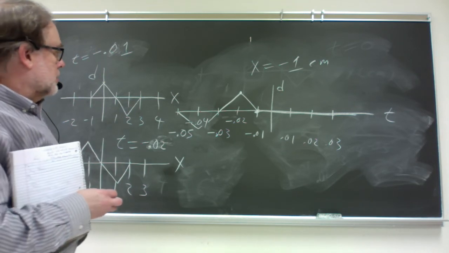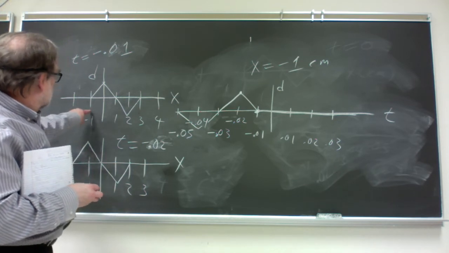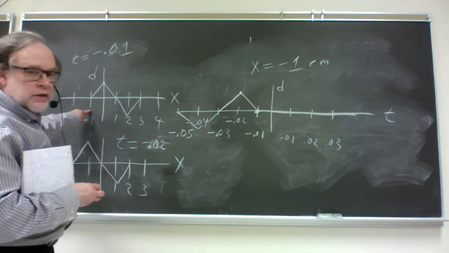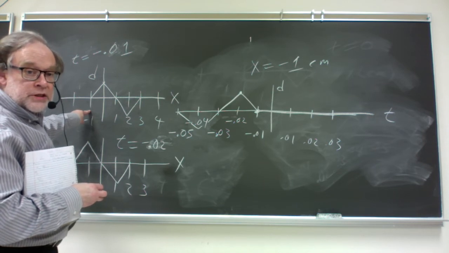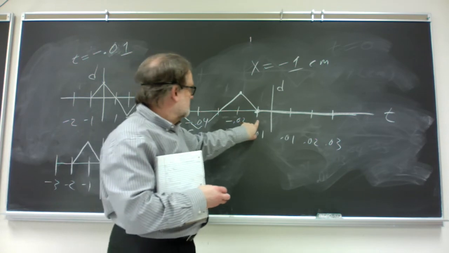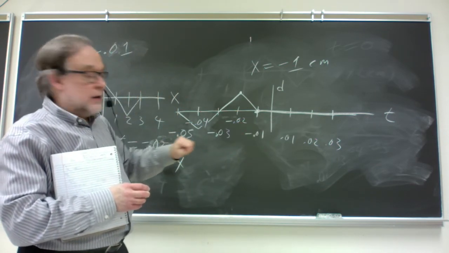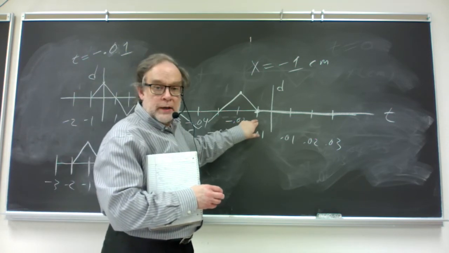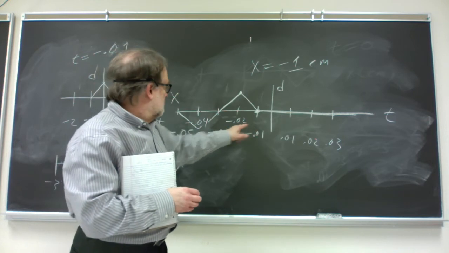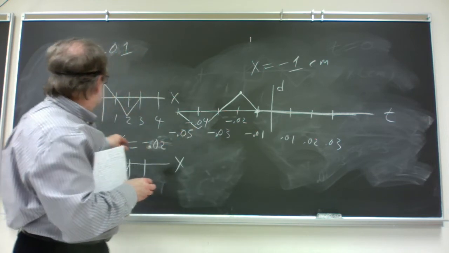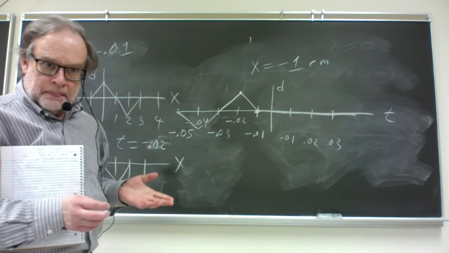Another way of looking at all this is that at minus 1/10th of a second, the pulse was finished moving through the x equal minus 1 point. That is, the back end of the pulse arrived at the x equal minus 1 point. But the front and back ends of the pulse are 4 centimeters apart.